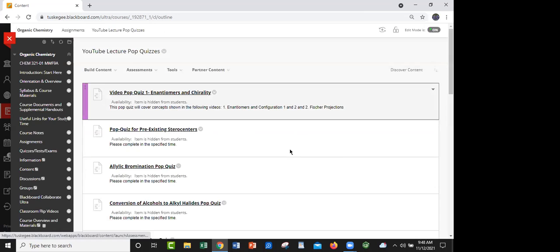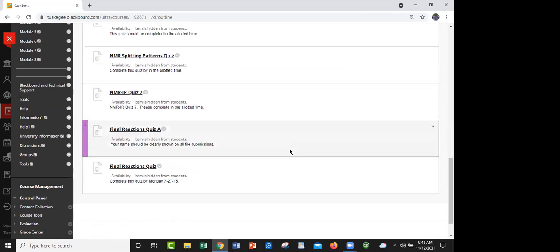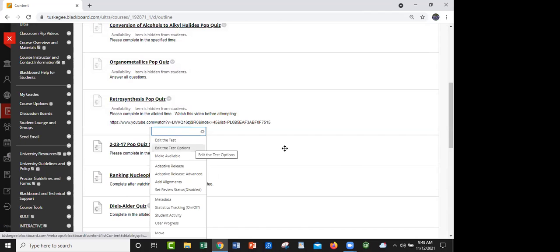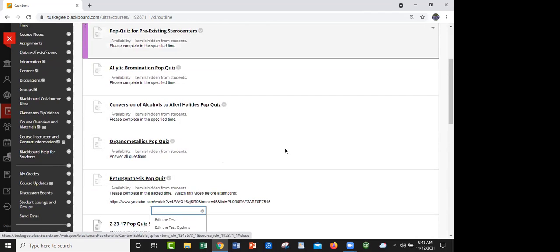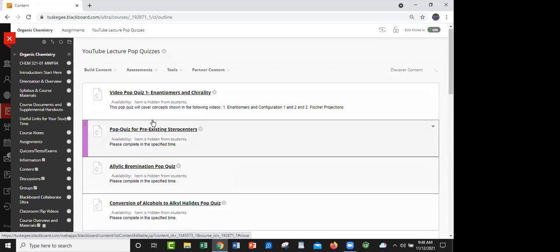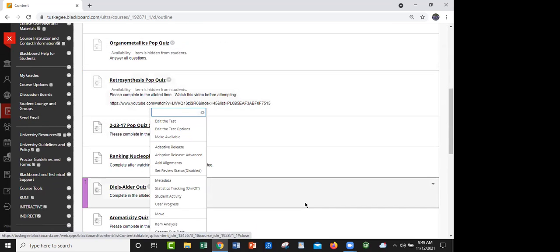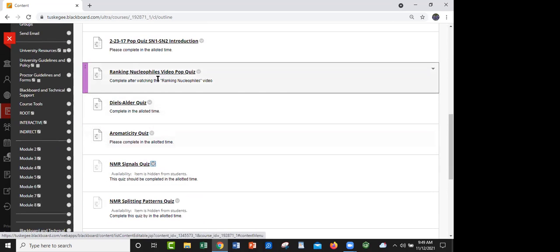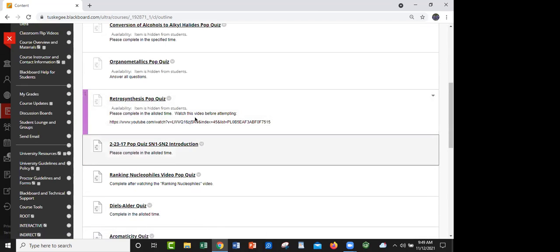These quizzes. I could have sworn I opened that NMR quiz. What a shame. When I go to quizzes, there's nothing showing right now because all the other ones were past due. So the only thing that I see that should be showing is the SN1, SN2 quiz, aromaticity, ranking nucleophiles. Yeah, that should be showing. The NMR quiz, let me open it. That's my fault.